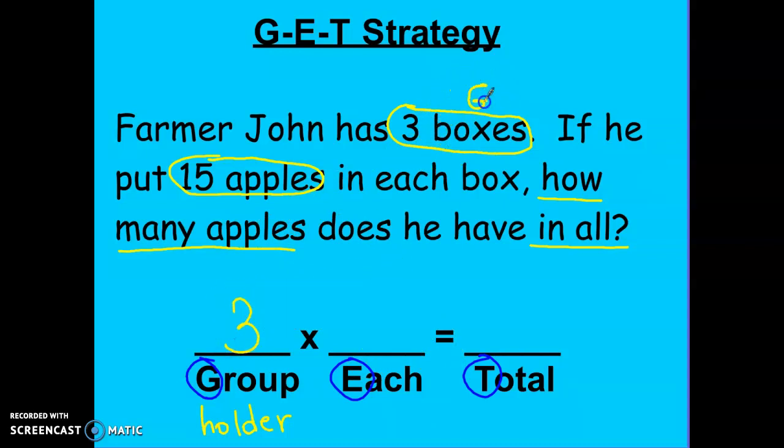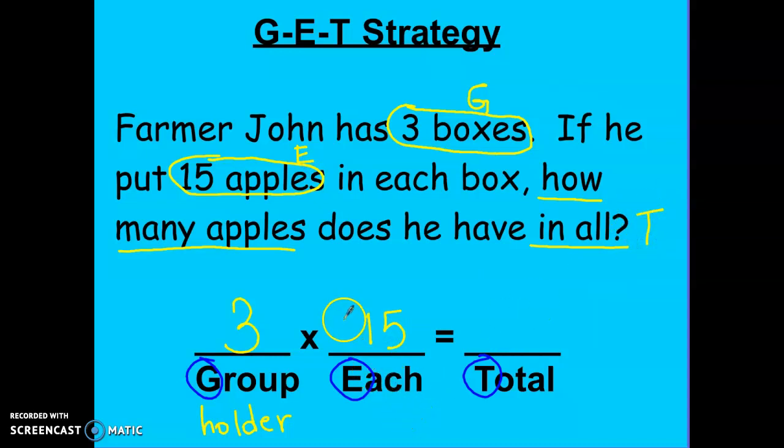So I'm going to put a G here. If you put 15 apples in each box, it's set right here, each. So 15 is your E. So let me put 15 here. And we're looking for the total. So I put a T at the end.